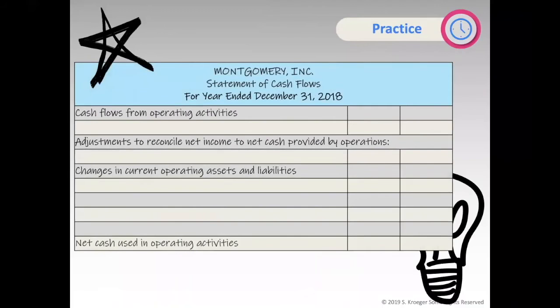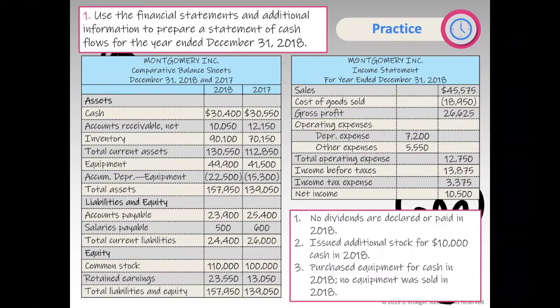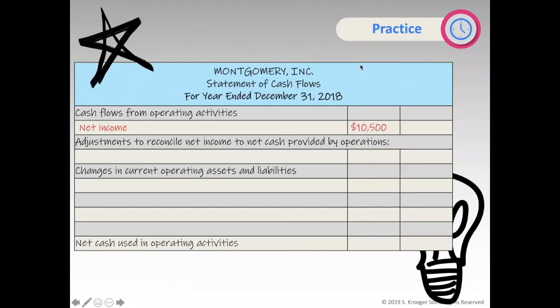Now for the operating section. I have filled in the category headings for you. You just need to input the specific items. What was step one? Remember, we always start with our net income. We get this from the income statement. Let me go back there for a moment. If we look on the income statement, we can see net income is $10,500. This is the amount we will start with. We will input the $10,500 in the left column.